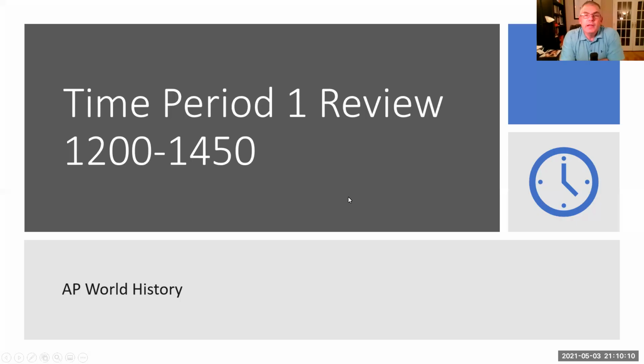Hello, everybody. And tonight or today, or whenever you're watching this video, this is the time period one review. So we're going to take the information for AP World History from 1200 to 1450, and we're going to expand upon it. And this is going to include units one and two. So we're going to be looking at 2 units from the 9 unit curriculum of AP World History. And of course, all of this is to help you prepare for the AP exam.